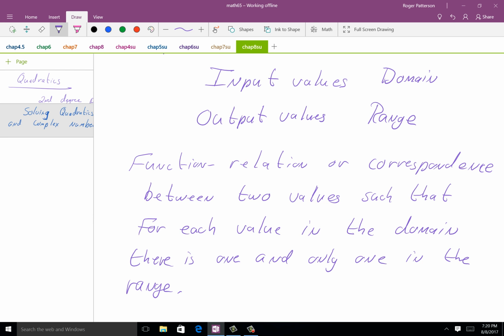So what this says is that for every value that is in the input set of numbers, the domain, there can only be one number paired with that in the range. So that's what the pure definition of a function is in mathematics. It has a domain and a range, input and output, and for each number in input, there can only be one number in the output.